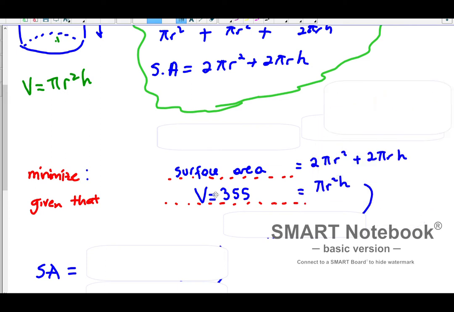Now, which one of these are we supposed to minimize? I already wrote it here, of course, but notice that one of them is your constraint. One of them has an equation with a number on one side and variables on the other side. The other one is just an expression, just a function you're trying to minimize. It's not equal to a number. We are just trying to minimize that and figure out what r and what h would minimize it.